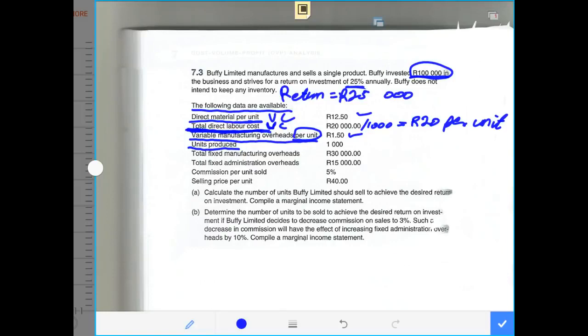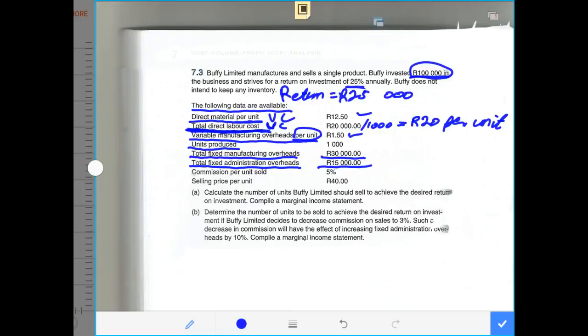Then after, we have the total fixed manufacturing overheads, which is 30,000 rands, and the total fixed administration overheads, which is 15,000 rands. For this, we don't have to make any changes. We are fine with the totals when it comes to the fixed cost. However, the variable cost, we normally make calculations on the per unit cost. Hence, I converted the direct labor to become 20 rand per unit.